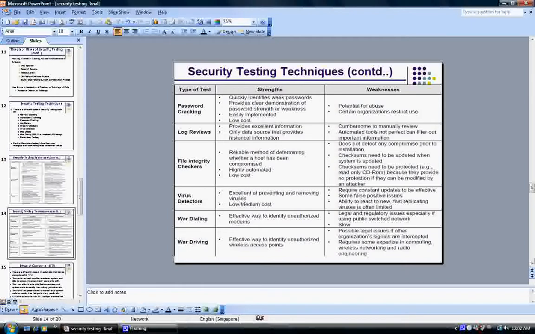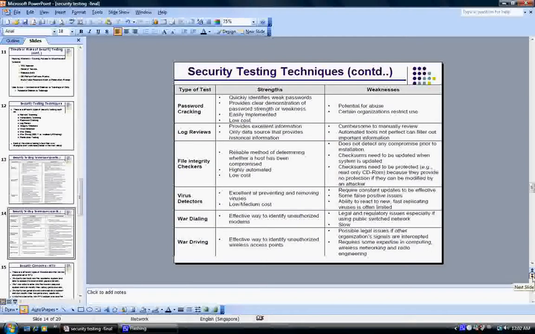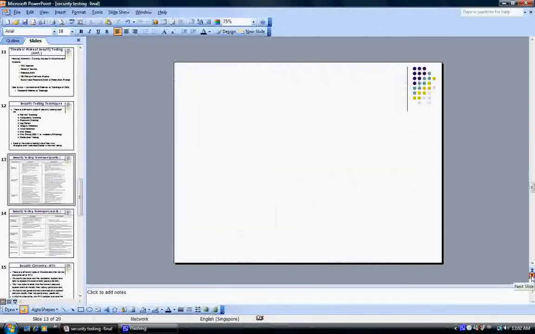These are some of the security testing techniques explained in the previous slide and this current slide. So based upon the strengths and weaknesses, you can decide what type of testing you are looking for in your particular organization or company.